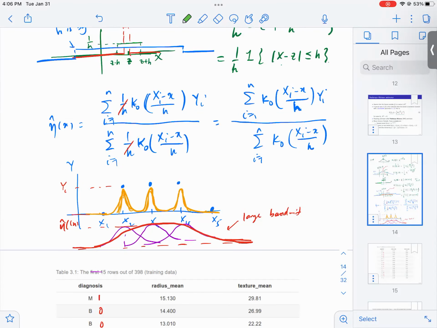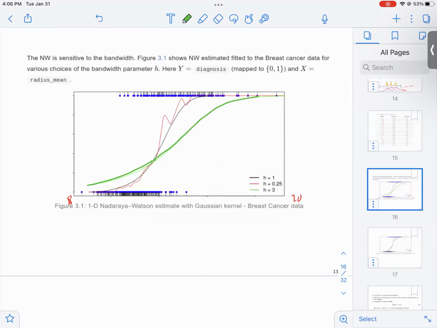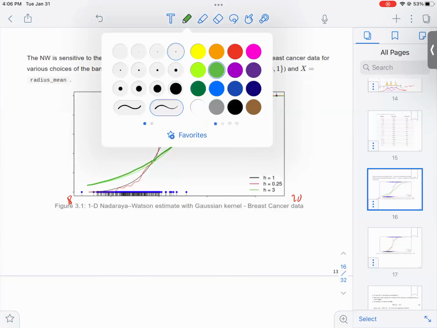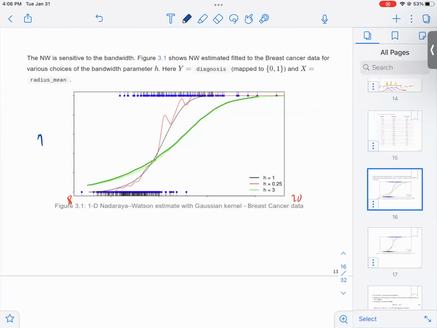It produces this nice estimate, for example, of the regression function, eta hat, from the Nadaraya-Watson estimator with Gaussian kernel. So you can see this is 1, this is 0, and if I threshold it at 1/2, I can form my classifier. Remember the classifier that we had, our estimate of the Bayes rule, would be 1 if eta hat is bigger than 1/2, and 0 if eta hat is less than 1/2.